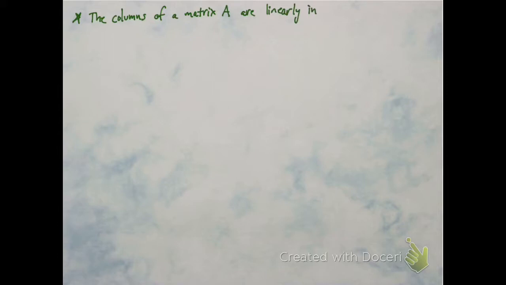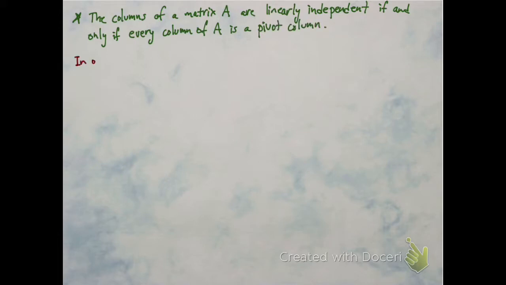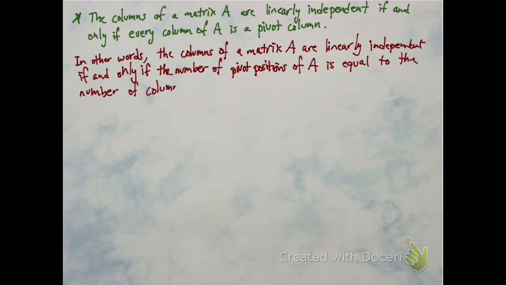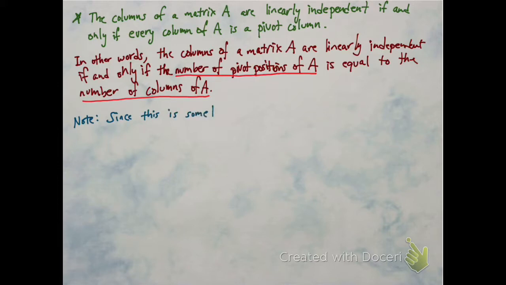So to summarize, the columns of a matrix are linearly independent if and only if every column of the matrix is a pivot column. We can say this in other words. The columns of a matrix are linearly independent if and only if the number of pivot positions in the matrix is exactly equal to the number of columns of the matrix. So something to note, this is something we can compute just using row reduction, and that makes us happy because row reduction is fast.